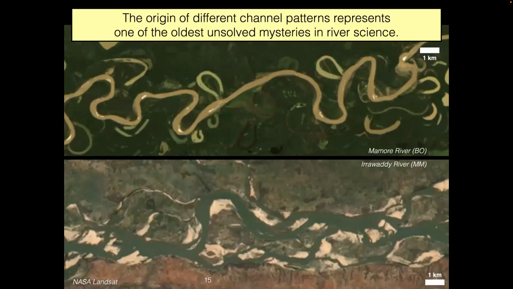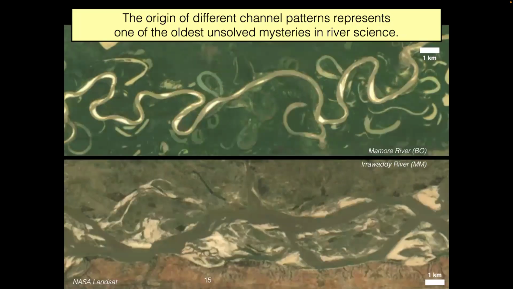So the origin of different river channel patterns is one of the oldest, really longstanding questions in river science. Broadly, we can categorize rivers into two main types. The first one on the top is what we call a single channel river, where the flow is confined to one channel, or we can sometimes call them a thread for terminology purposes. The second one on the bottom is what we call a multi-channel river, where the flow naturally divides itself into interconnected subchannels.